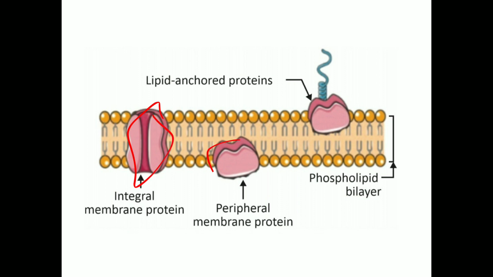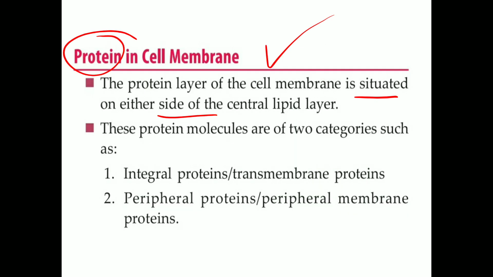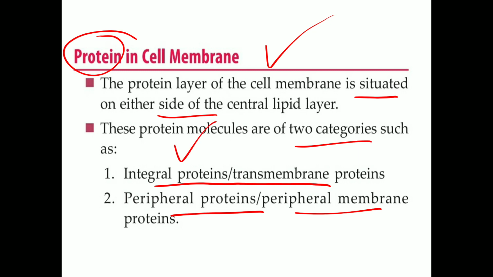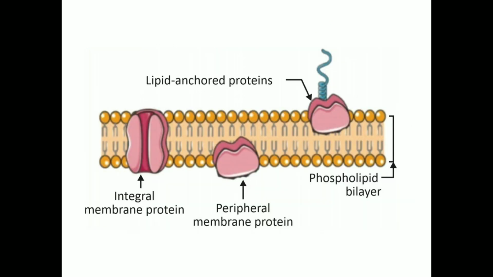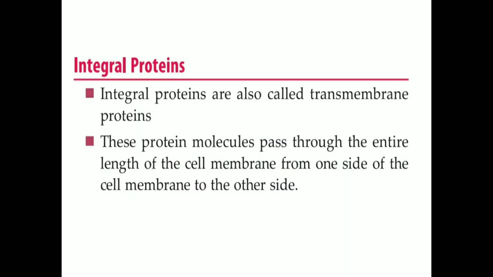So here these are proteins, and these are present on both sides of the central bilipid layer, the phospholipid layer. These protein molecules are of two categories. There are two types: integral proteins, or transmembrane proteins, and peripheral proteins, or peripheral membrane proteins. These are the two types of proteins in the cell membrane. You can see that this is an integral protein and this is a peripheral protein present at the periphery. We'll discuss it.